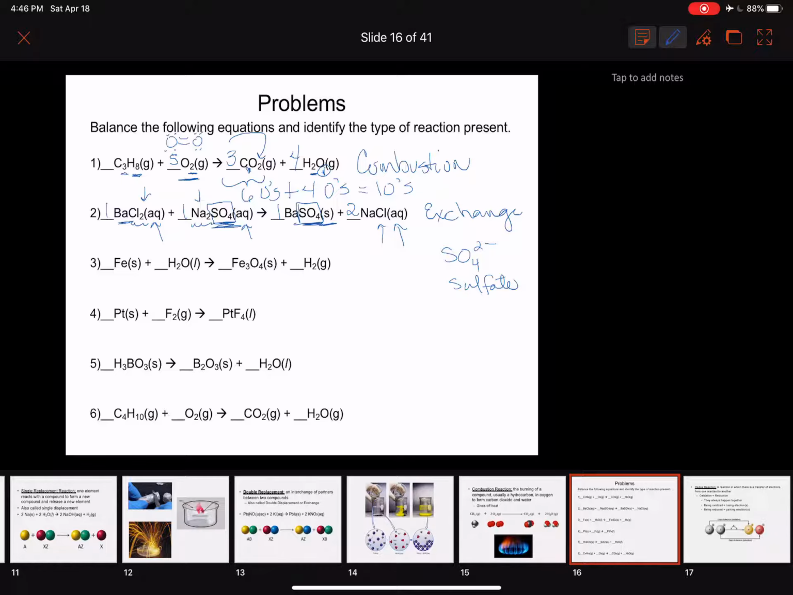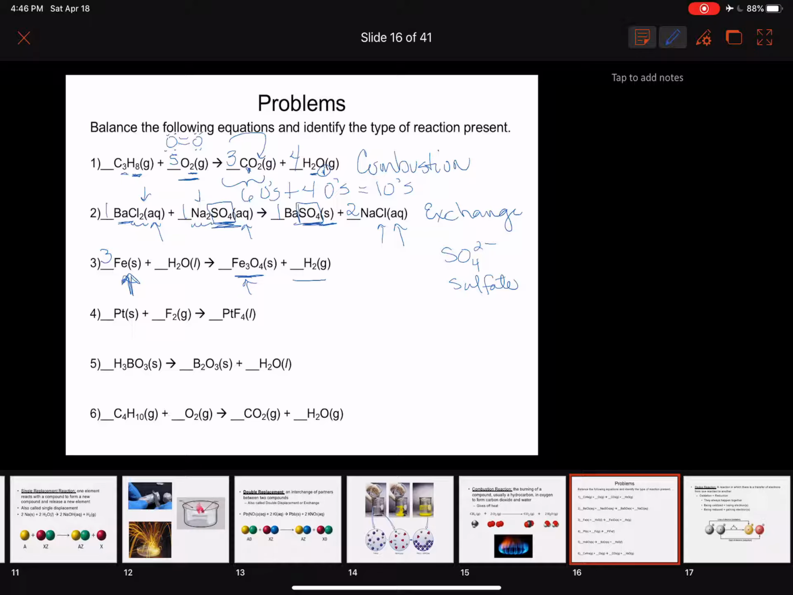All right, number 3, we've got iron reacting with water, and we're going to form iron oxide here and hydrogen gas. Now on the reactant side, we have how many irons? We have 1. And over on the product side, we have how many? 3. So that means we need how many irons on the reactant side? 3, because we need to balance our equation.